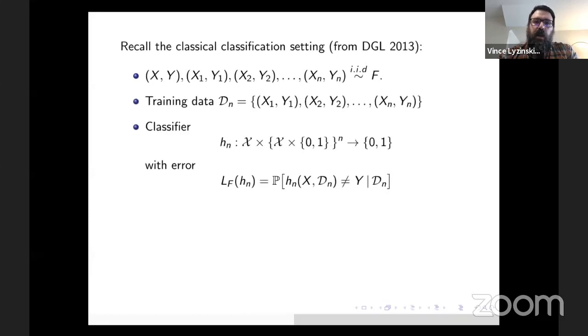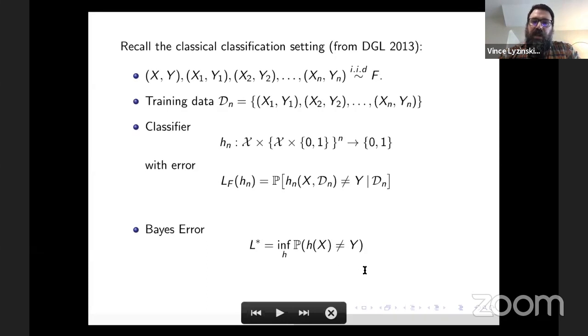That's your training data. And a classifier is just a function that takes the training data and the unlabeled X and spits out a label. I'll deal with binary classification because that's enough for now. And the error of your classifier under 0-1 loss is just the probability that your classifier is wrong given the training data. Okay. The Bayes error is the optimum. This is the gold standard, the best you can do, and it's just the infimum over all classifiers of the probability of being wrong. And in the 0-1 loss case, it's easy to derive the Bayes error.